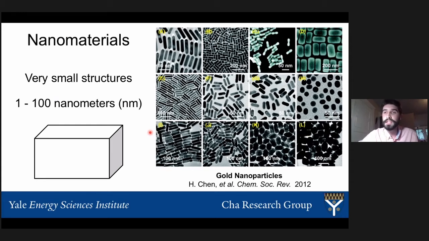And the properties of the little particles of gold will actually change based on their shape and size, and they'll be different than the bulk counterparts. So you can see here, all these different sizes and shapes of gold nanoparticles will have different properties. And this can be really dramatic.